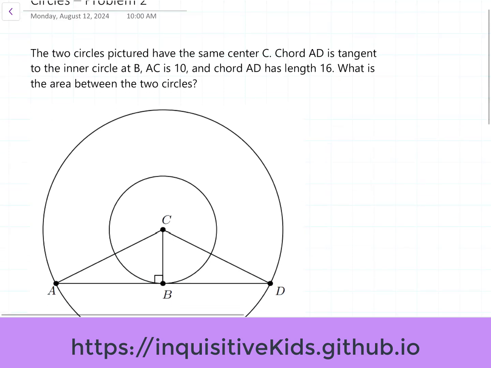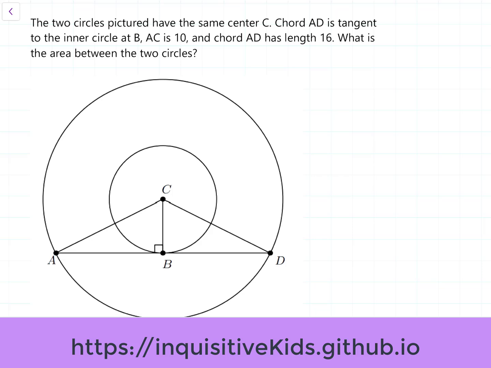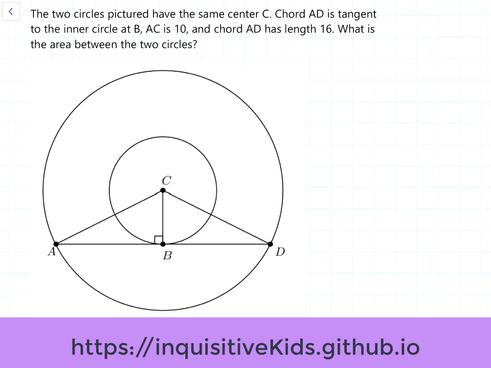Problem 2. The two circles pictured have the same center C. Chord AD is tangent to the inner circle at B. AC is 10 and chord AD has length 16. What is the area between the two circles?